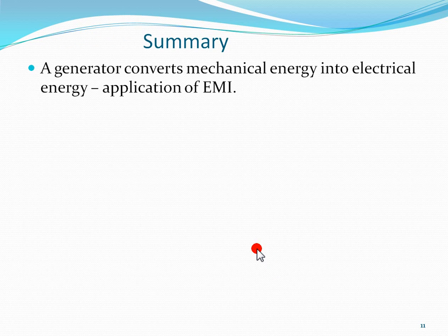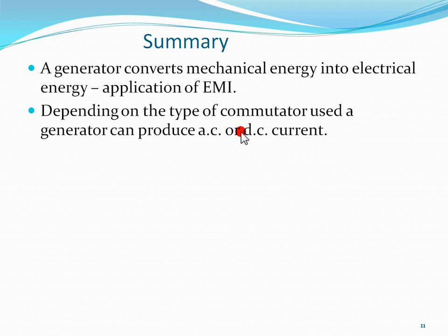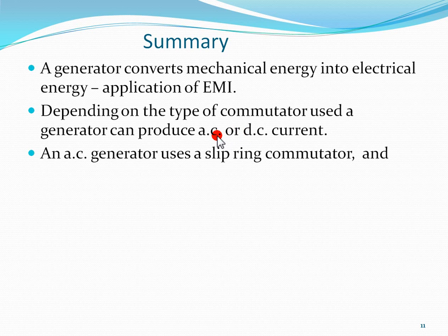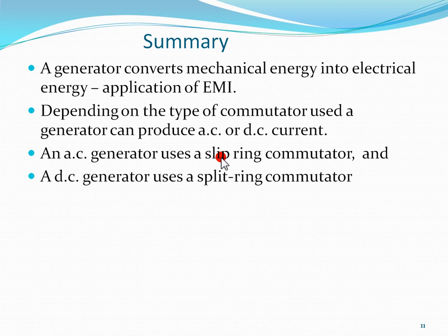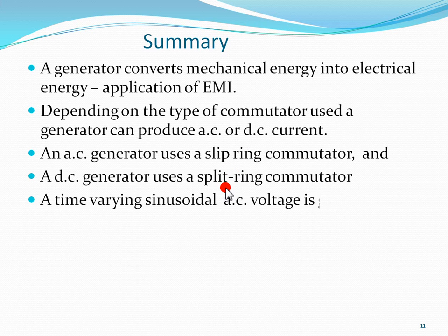To summarize what we have discussed today, a generator converts mechanical energy into electrical energy. Obviously, it's one of the applications of the electromagnetic induction process. Depending on the type of commutator used, a generator can produce AC current, or it can also produce a DC current. For AC current, a slip ring commutator is used. For DC current, a split ring commutator is used.